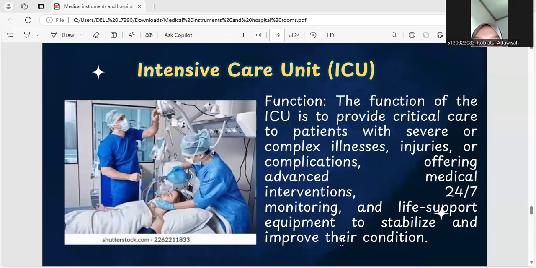The atmosphere is often sterile and clinical, with efforts to maintain a calm environment. Healthcare professionals, including doctors, nurses, and specialists, are constantly present, providing round-the-clock care and supervision.